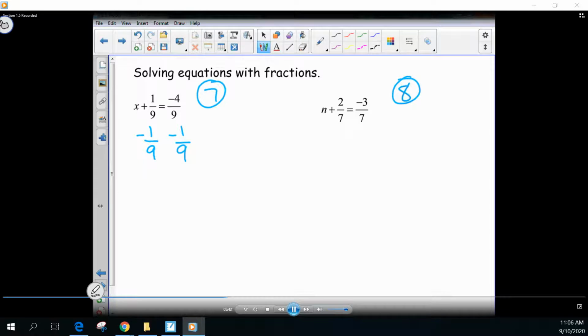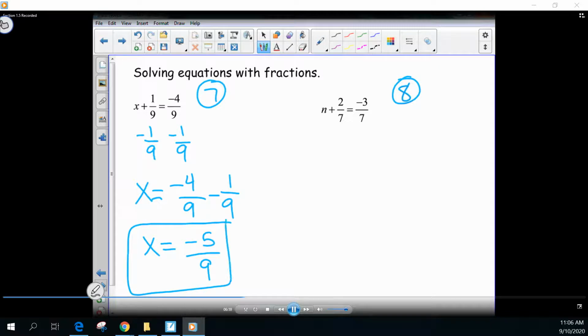So on the left-hand side, that would cancel, and I would have x equals, and on the right-hand side, I would have negative 4/9 minus 1/9. So I need to go through and actually calculate that. 9 would be my common denominator. So I have to take negative 4 minus 1, which is negative 5 over 9. And that cannot be simplified, so that would be my answer. x equals negative 5 over 9.